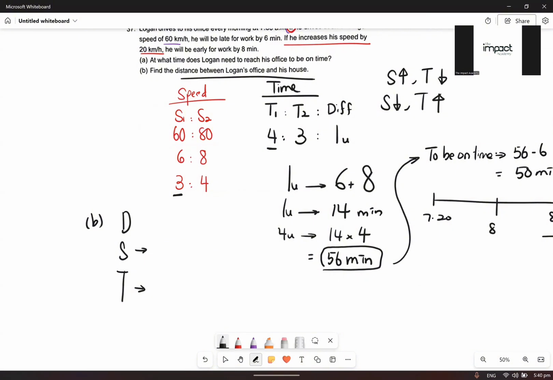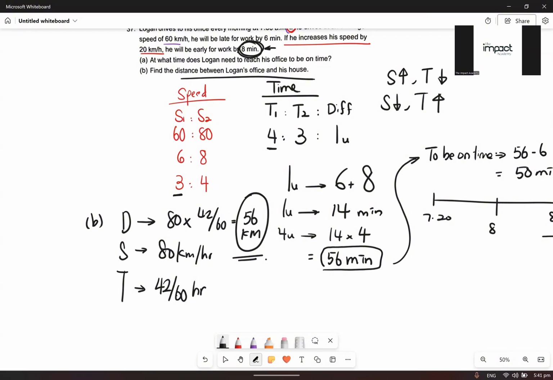Again, if you want to use 80 kilometers per hour, the time is actually, you see, early by 8 minutes, right? So it's basically 42 minutes. You understand what I'm saying or not? So the distance has to be 80 times 42 over 60. You get an answer of 56 kilometers. So the distance between Logan's office and his house is 56 kilometers.